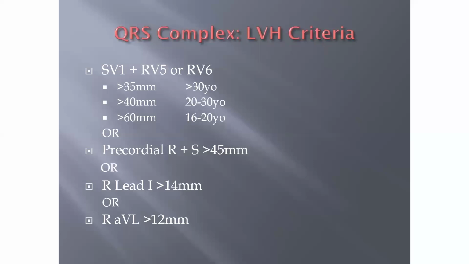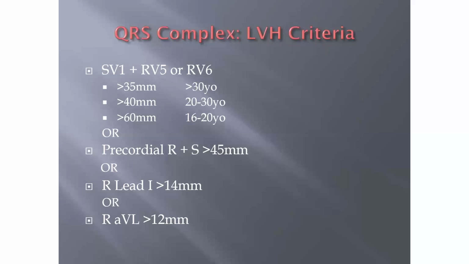So from there, we look at the QRS complex, the LVH criteria. So for you to get a left ventricular hypertrophy, the criteria that you use is that the S in V1, when you add it to R in V5 or V6, it should not be 35 millimeters, 35 small boxes in a 30-year-old. It should not be 40 millimeters or 40 small boxes in a 20 to 30-year-old. In a 12-year to 20-year-old, it should not be more than 60 small boxes.